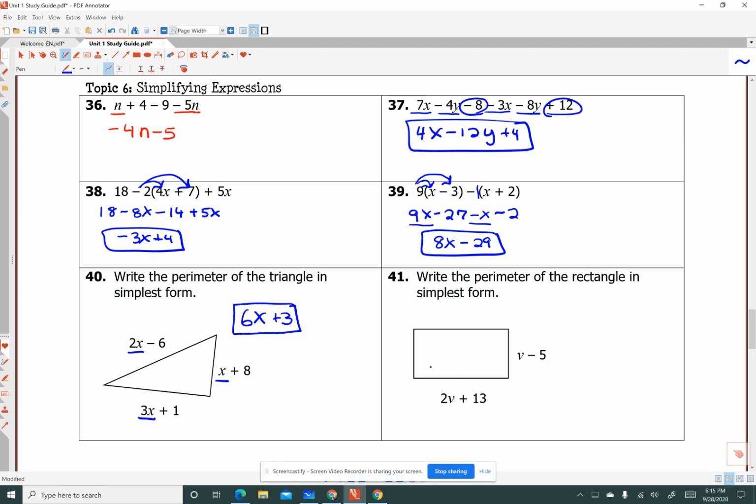Now, let's remember with a rectangle, we're going to have 4 sides. So we have 2v plus 13 and another 2v plus 13. And here we have on the right v minus 5. So on the left, we're also going to have v minus 5. So let's start with the v's. I have 2, 4, 5, 6, 6v. Now I've got 13 and 13 is 26 minus 5 is 21, minus another 5 is 16. 6v plus 16.